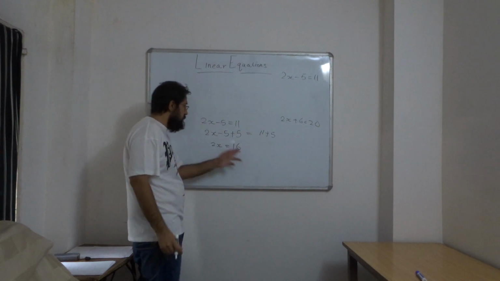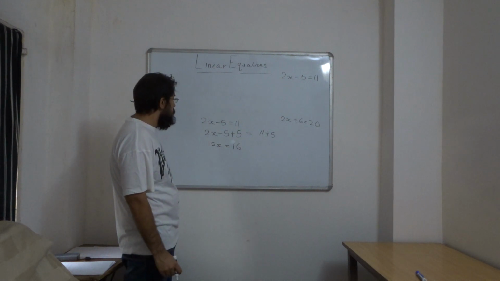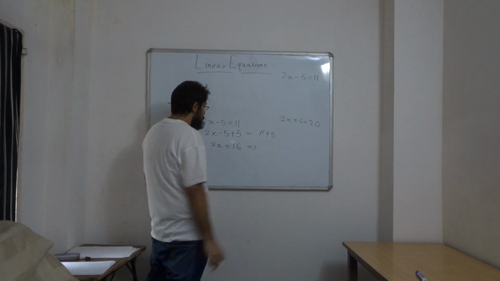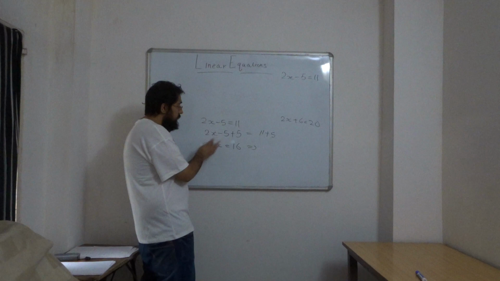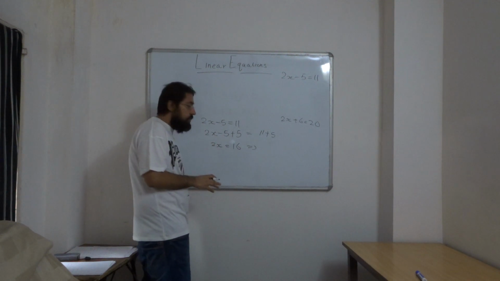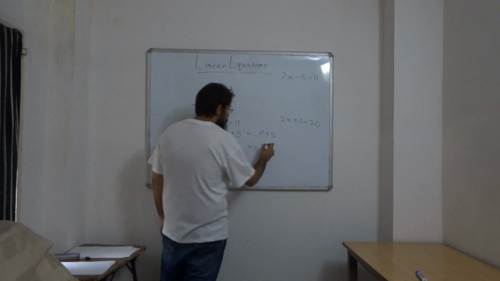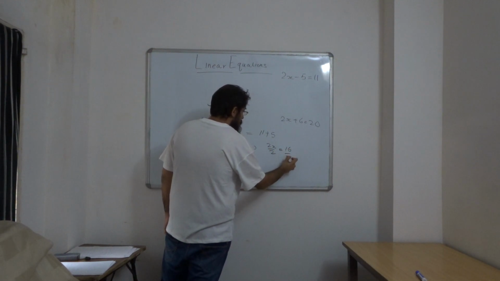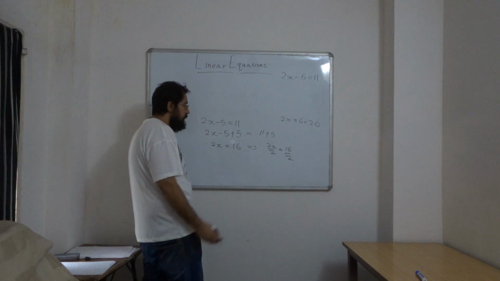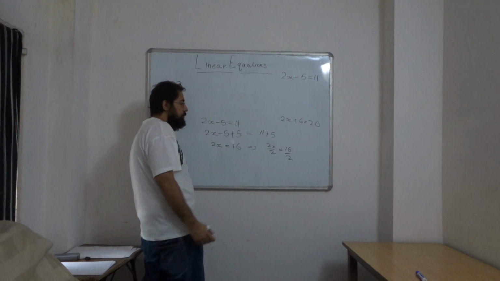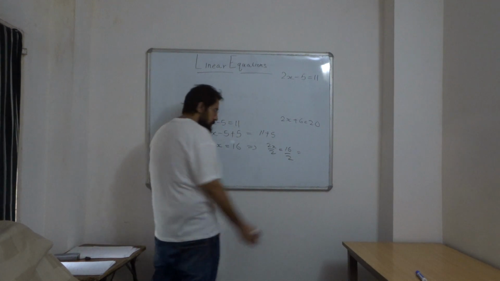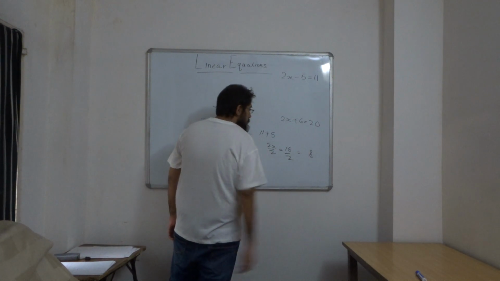So 2x equals 16. What is the answer now? Remember guys, to get x on its own, you have to divide both sides by 2. So 2x divided by 2 equals 16 divided by 2. Then 2 divided by 2 cancels. So what do you get? 16 divided by 2 is how much? 16 divided by 2 is 8.